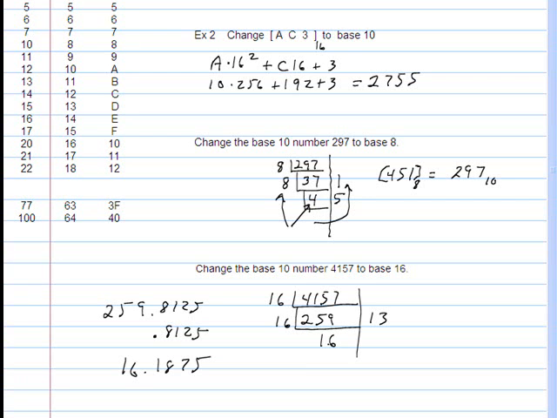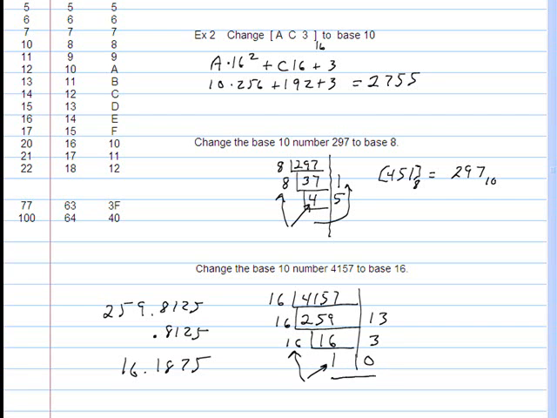So again, subtract the 16, and you get the 0.1875, and then say times 16, and you get the remainder 3. And finally, 16 goes into 16 one time with no remainder. And now we've got that our bottom number is smaller than our base, so we stop dividing.